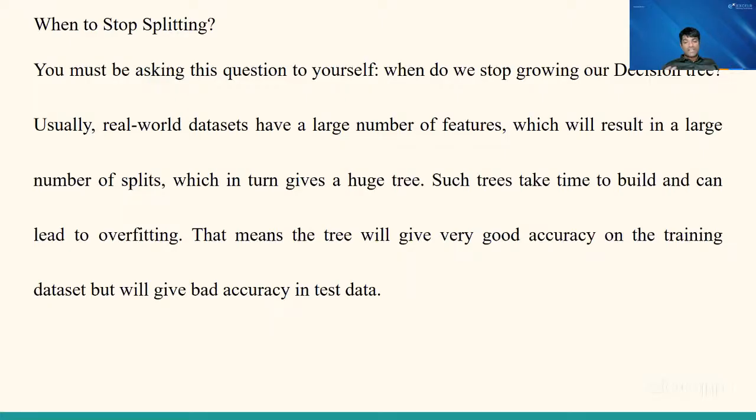Usually real world data sets have lots of features. Here we have only seen examples of 2 features, 3 features, so that doesn't happen in real time. We have many features, which will result in a large number of splits, which in turn gives a huge tree. Correct? Such trees take a lot of time to build, right?